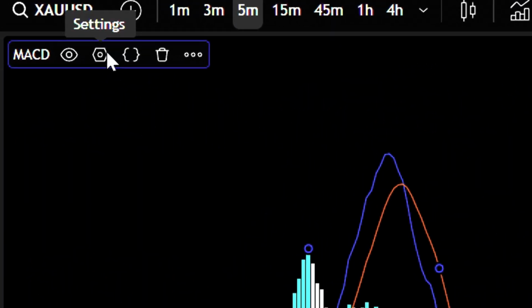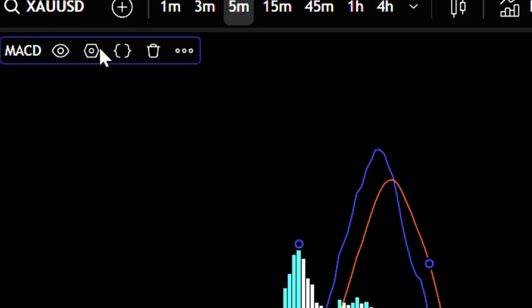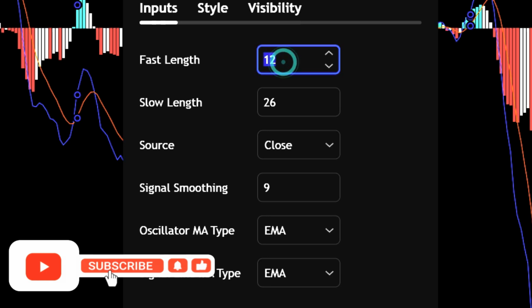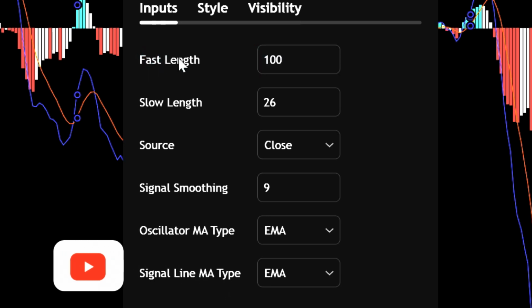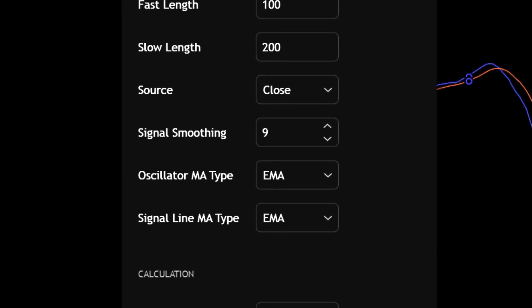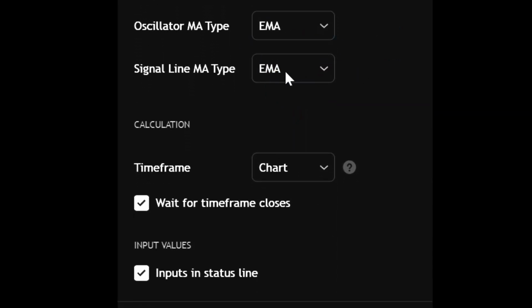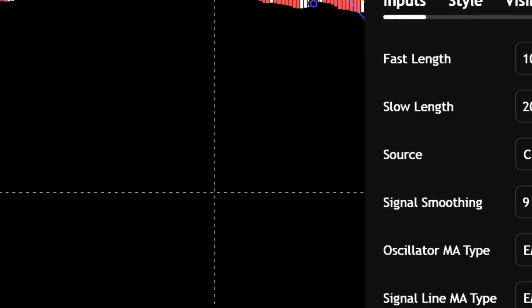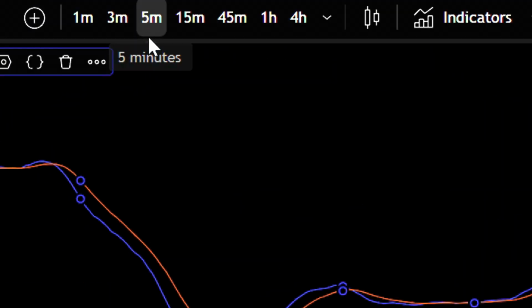So head into the settings of the MACD. In the Inputs tab, you'll see the fast length is set to 12 and the slow length is set to 26. These aren't super helpful for what we want, which is using MACD as a confirmation indicator. We need longer period moving averages, so let's set them to 100 and 200. You can keep the MA type as the default EMA, but the really important part here is setting the MACD to a higher time frame as well.